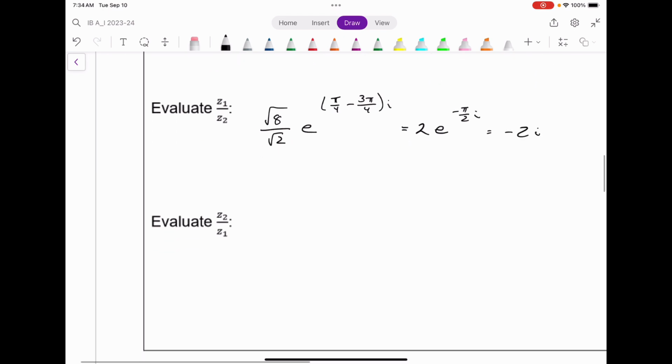And just dividing the other way around, it's going to be root 2 divided by root 8 times e, to subtract these the other way around. In this case, root 2 divided by root 8 is root 1 over 4, which is 1 over root 4, which is 1/2, times e, and 3 pi over 4 minus pi over 4 is half a pi, so positive half a pi i. And again, that's an argument of 90 degrees. And so this is a purely imaginary number again, just 1/2 times the imaginary unit.